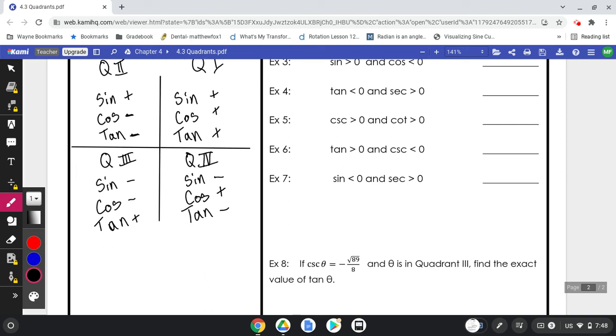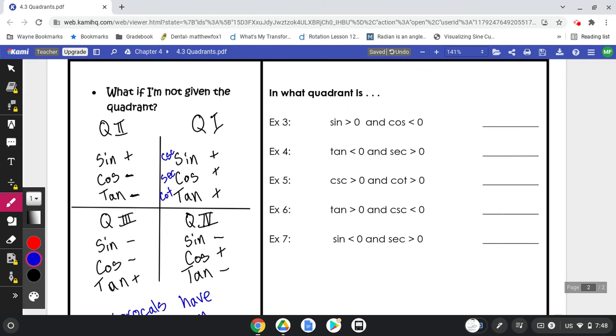So maybe right below this, I can write that note to myself. So reciprocals have the same sign. Which means I know that sine and cosecant match up. I know that secant and cosine match up. I know that cotangent and tangent match up. So if I know what one of them is, I can always just match it up. It'll be the same.